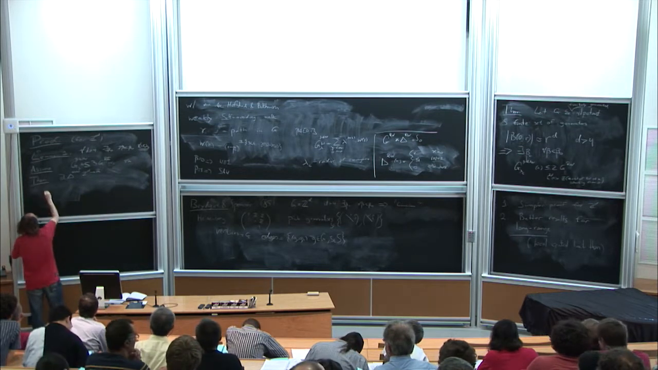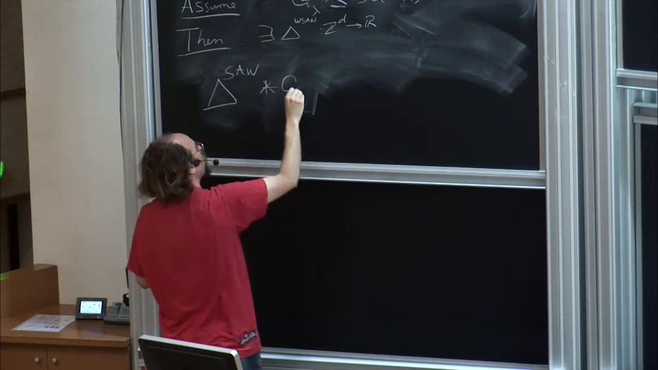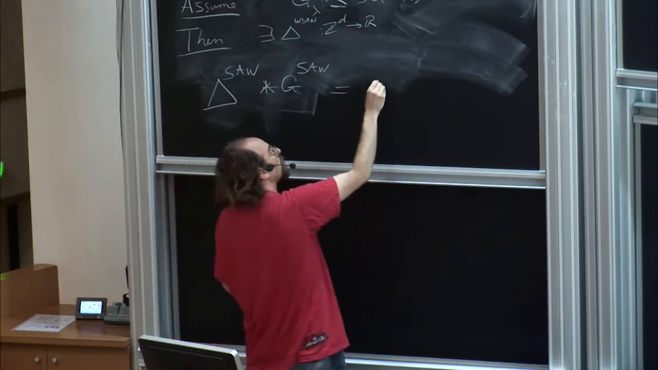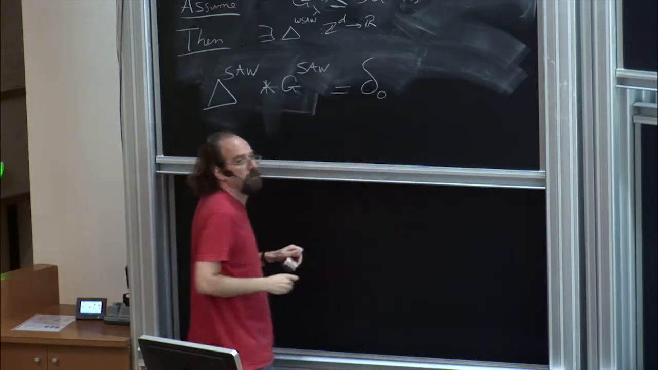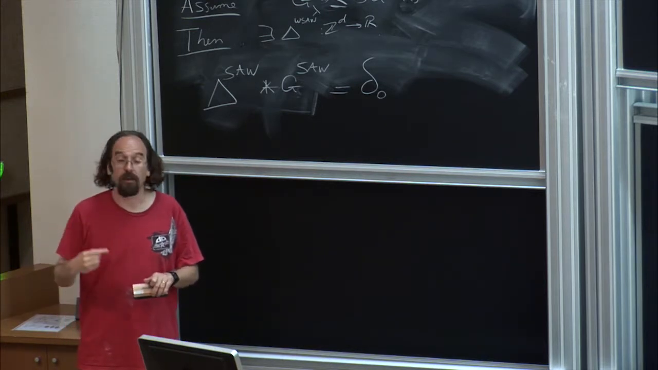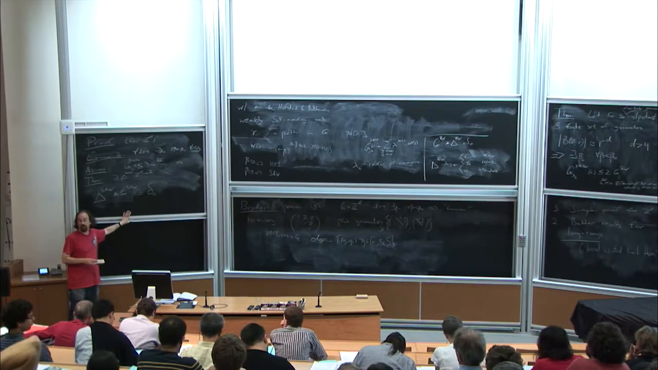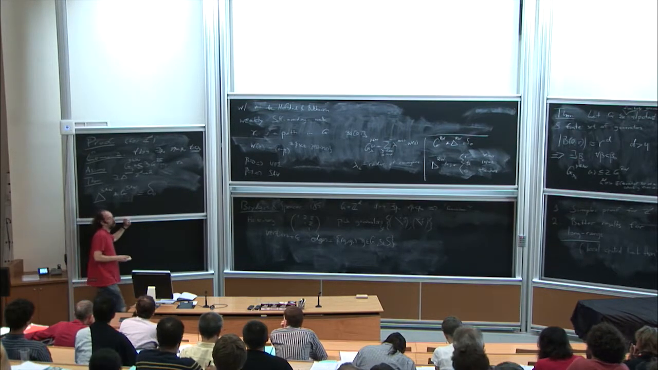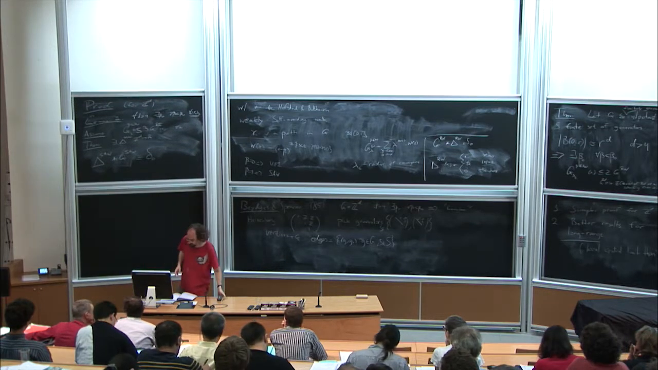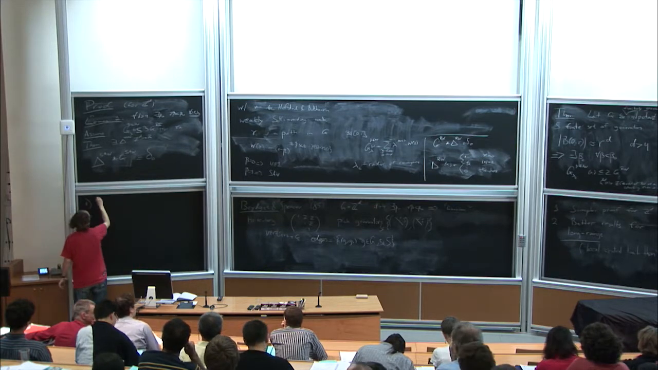So, the Laplacian convolution with the Green function is equal to the indicator at zero. Can everyone read it now? And also, of course, I haven't finished the statement of the lemma, and it's also satisfying the following properties.